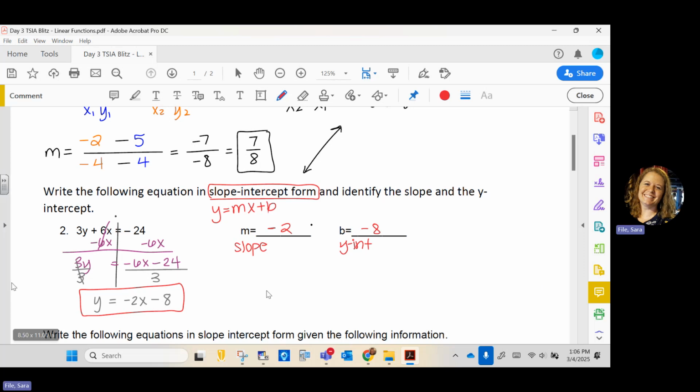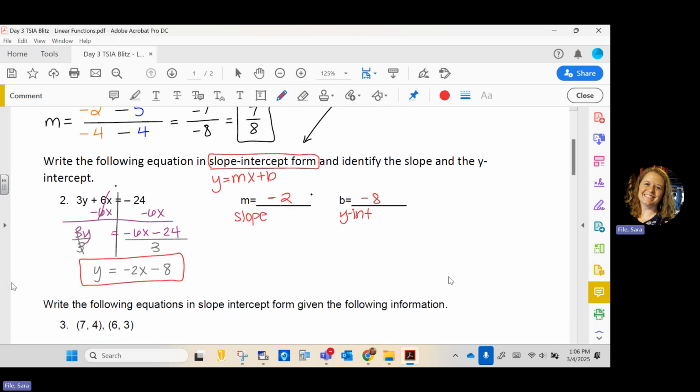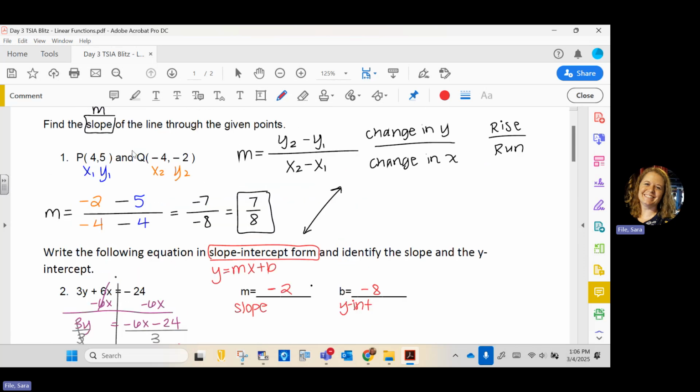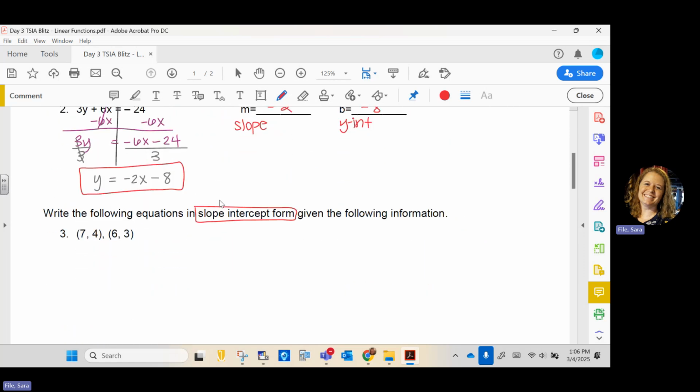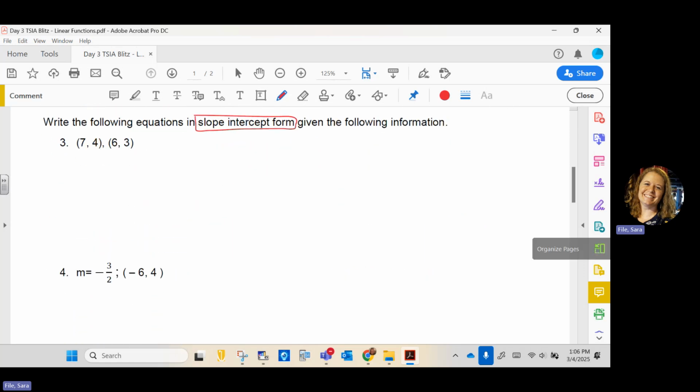All right. This next one wants our equation in slope-intercept form again. But instead of giving us the equation, they give us 2 points. So we have to start this one like we did number 1 with 2 points, and we have to find the slope first. Okay, so I'm going to find slope first.